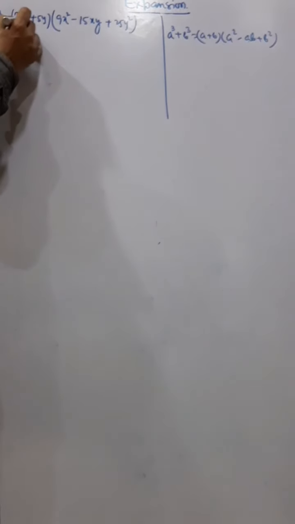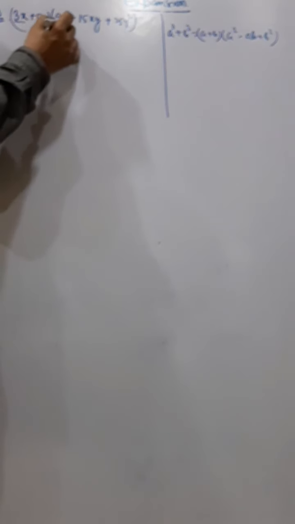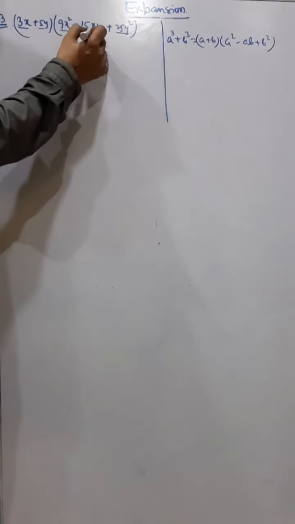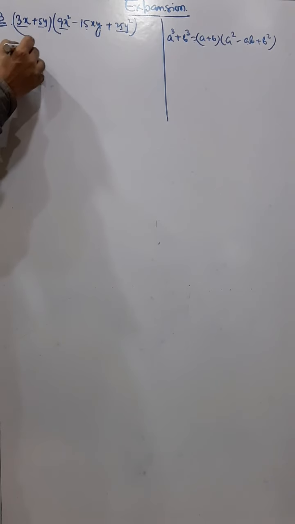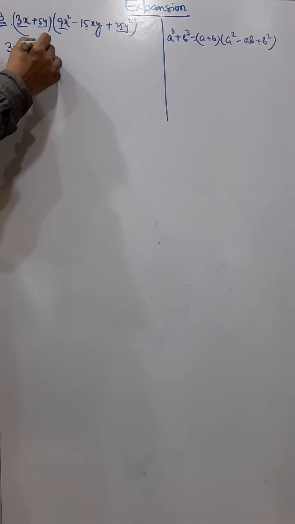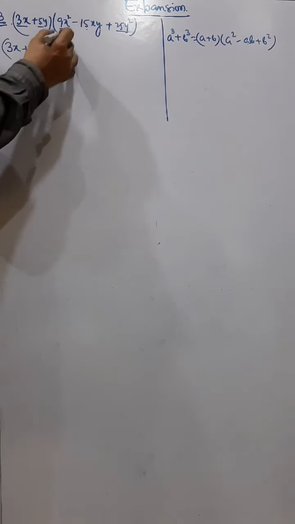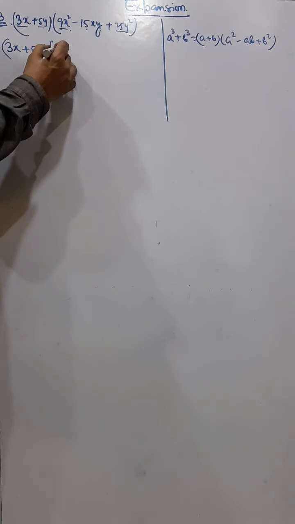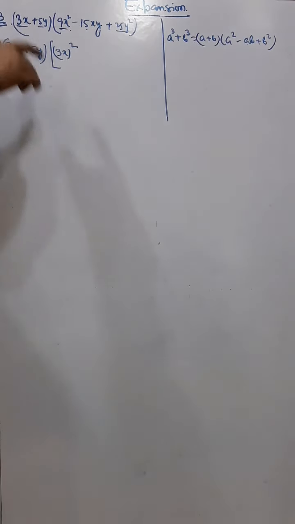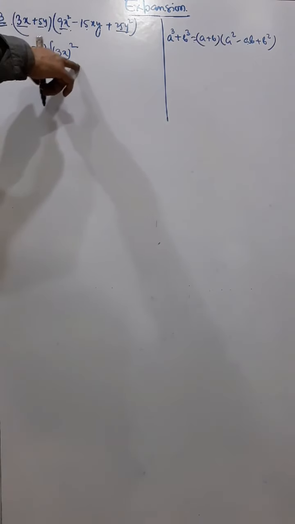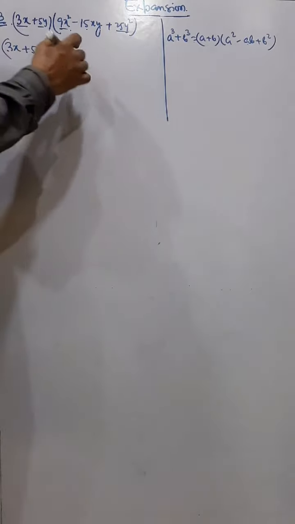So this is a. Now if this is a and this is b, this is a square, this is b square and this is ab, we have to just break and show that in that way. So you see, this is a and this is b. This is a square, so I'll write it in this way. Instead of directly writing 9x square, I'll write it this way because it is a square.